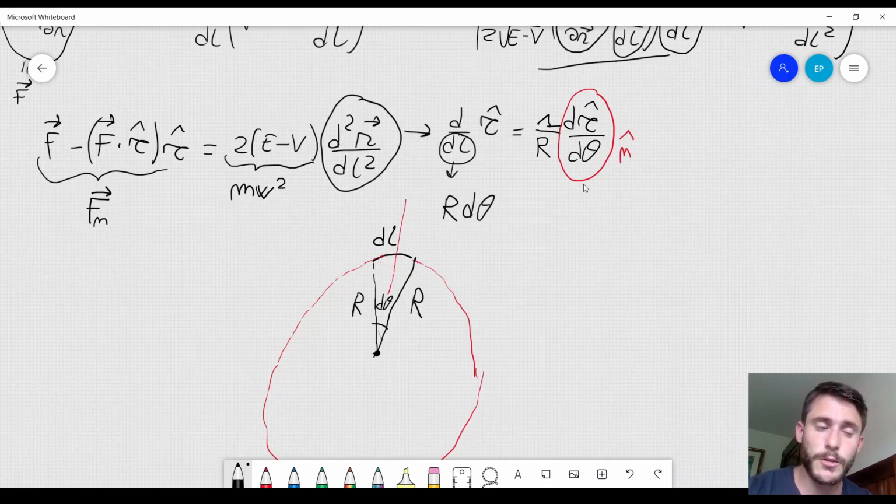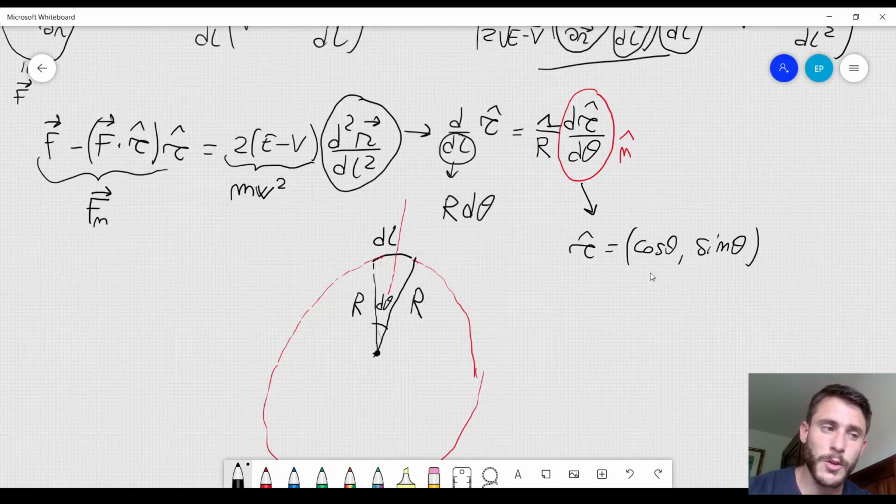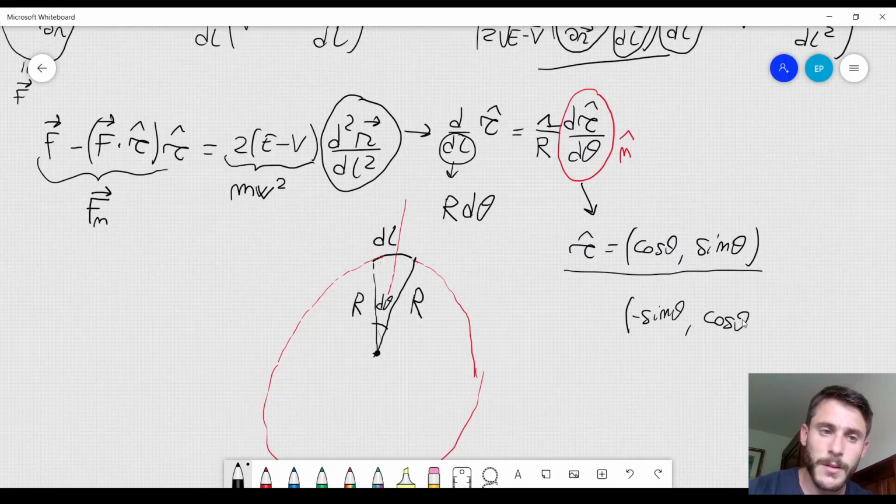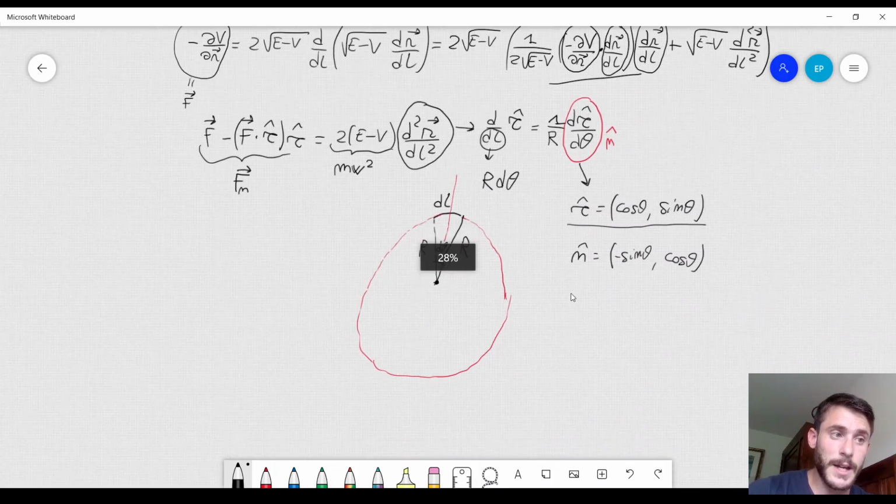This is very easy to prove because, for example, I can choose a reference frame where tau can be written in a very general form like cosine theta, sine theta, if I'm considering the plane where the osculating circle is defined. So I have just two components, cosine theta and sine theta. This is a very general orientation for the vector tau. And if I take the derivative of that, I get a vector minus sine theta, cosine theta, which is still a unit vector, as you can see. So this is n.